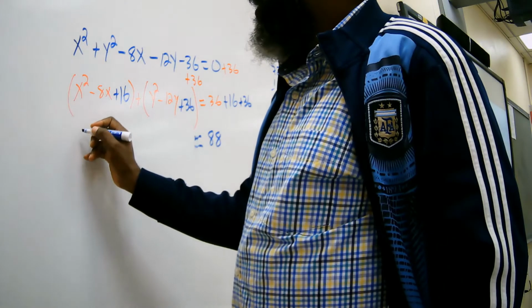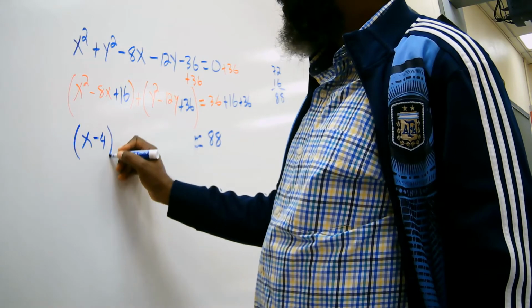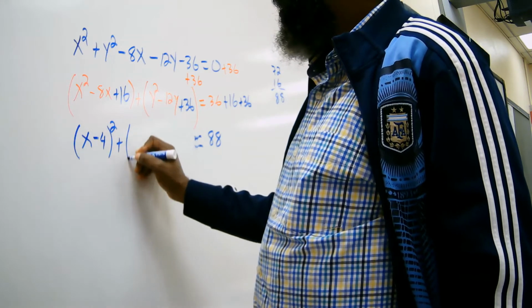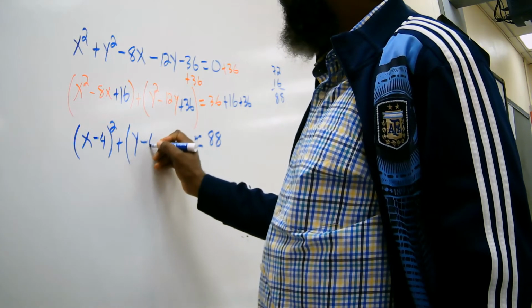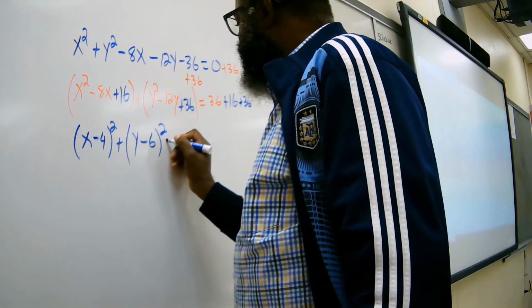Then you will write that. This is your x term. Remember, that was minus 4. That was your reference. You need that. Your reference for y, that was minus 6. Then now your equation is in standard form.